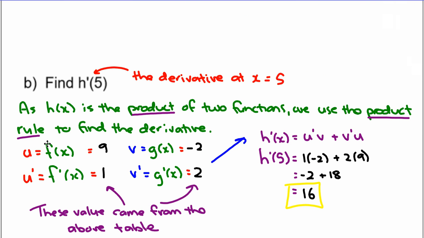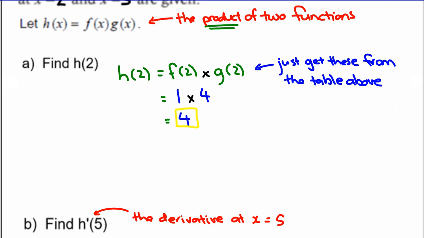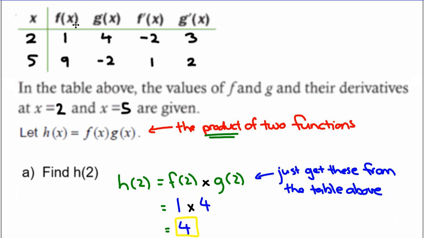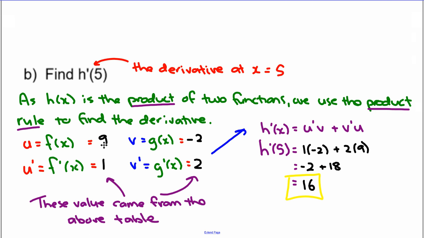U is f of x, v is g of x. And from the table above, they're saying at h equals 5. So what's f of x at x equals 5, and g of x at x equals 5? Let's see, we got that from here. So f of x is 9 at x equals 5, and g of 5 is -2. So that's what I've popped in here. I've just popped in what those actual numbers are.